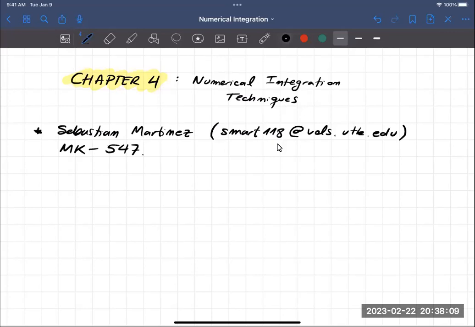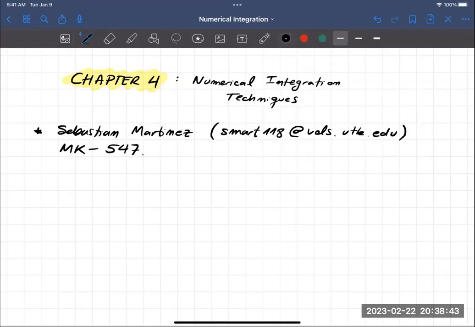The idea of this class is to review some general numerical integration techniques. He told me that after he comes back from his sickness, he's going to finalize the example that he was working on. But at this moment, we're going to go on with chapter 4 straight to it.